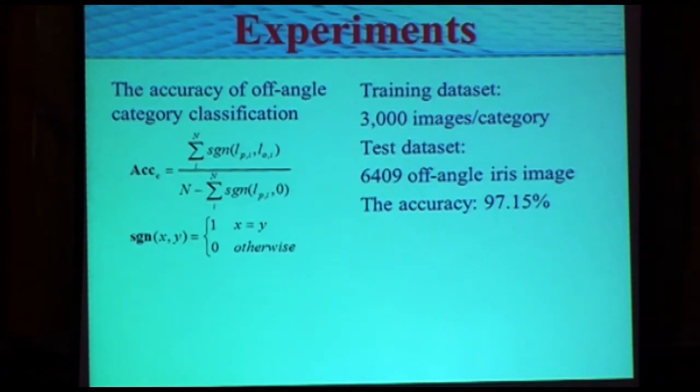This is the accuracy of off-angle category classification. Here we define the accuracy across the multiple off-angle categories. In the training stage, we use 3,000 iris images per off-angle category, and the rest of the off-angle iris images are used for testing. We can see that the accuracy is more than 97%. It will help the following steps.